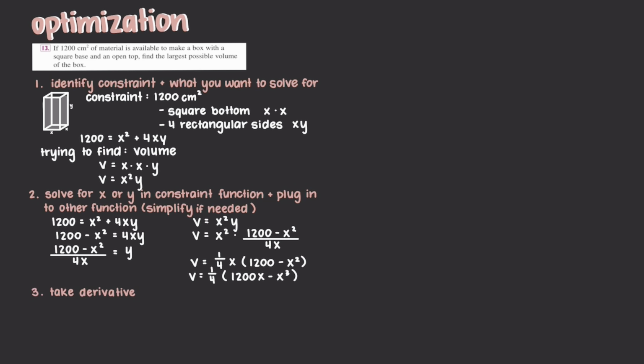Now, what's the next step? We have to take the derivative of this. Again, just memorize these steps. It's not super intuitive, you wouldn't really know to do this, but it's the same steps for every single one. So let's take the derivative.